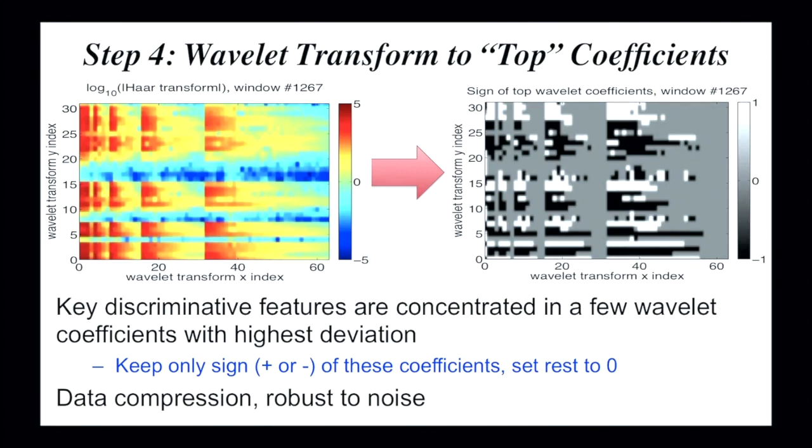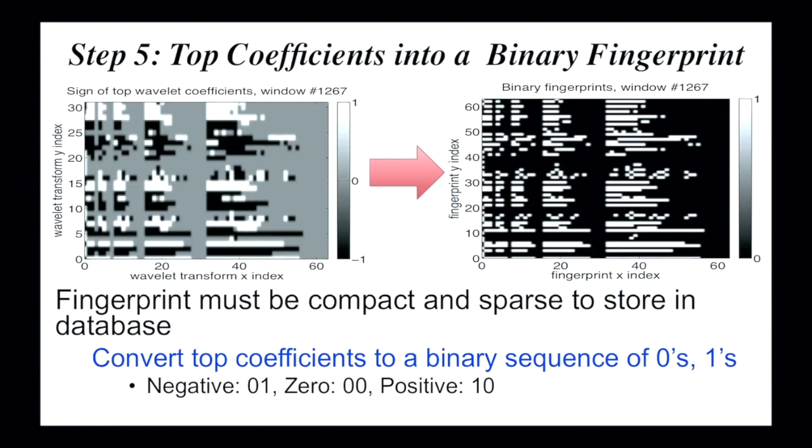Okay, so we take just the top coefficients, and then all we say from them is not their amplitude, but their sign. So we convert the top coefficients to a binary sequence of zeros and ones, and that's our compression.